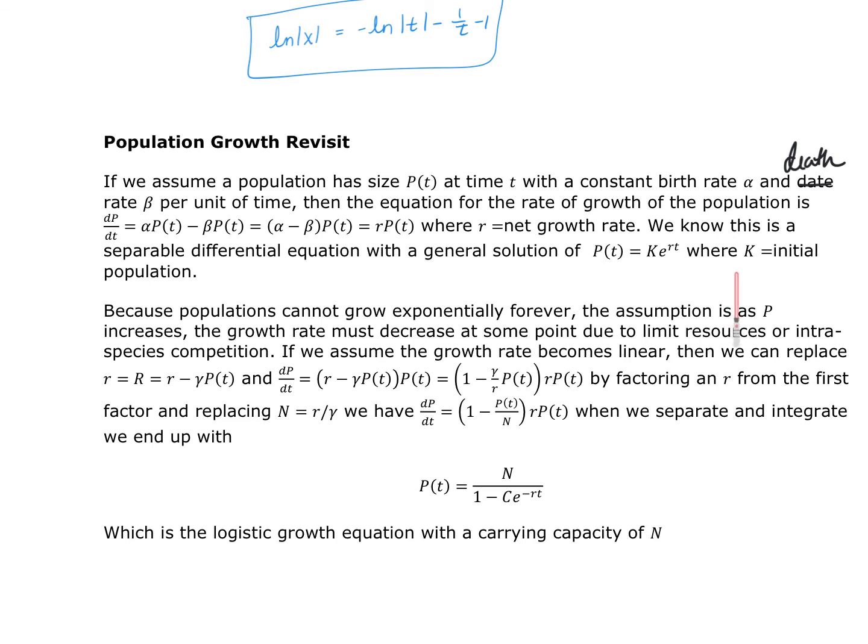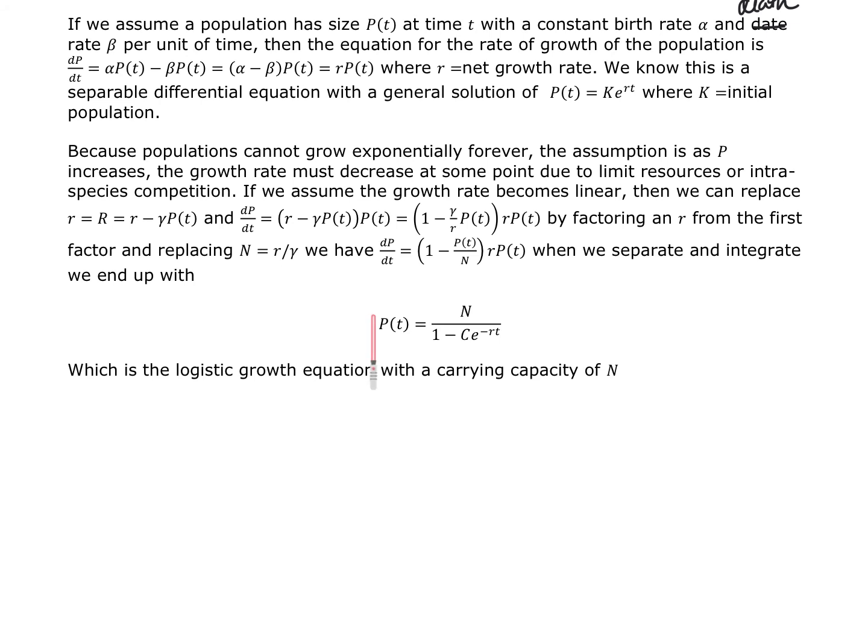where k is the initial population. And when we start studying our population, whether it's bacteria, mice in a field, or human population, k is the initial population when we start our study. Because a population cannot grow exponentially forever, at some point the growth rate must decrease to the point that either it levels out and there's no more population increase, or it levels out and then it starts to decrease. So when that happens, we end up with P of t is equal to N over 1 minus C e raised to the rt, and this is the carrying capacity of N. And we've talked about this in the previous video as well.